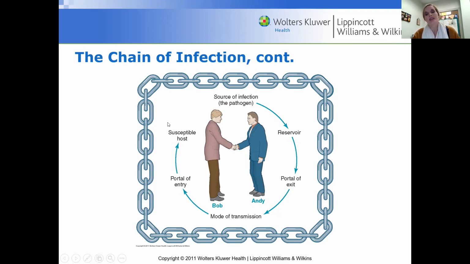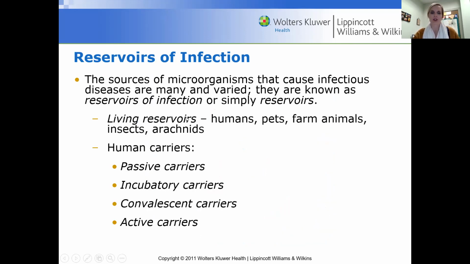And then again, the susceptibility of Bob, Bob's age, his nutrition, his immune status, his immune system is all going to be dependent on whether or not that infection causes an actual illness within Bob. So that's all the chain of infection, the 6 parts of that chain of infection. Let's break down those parts a little bit.